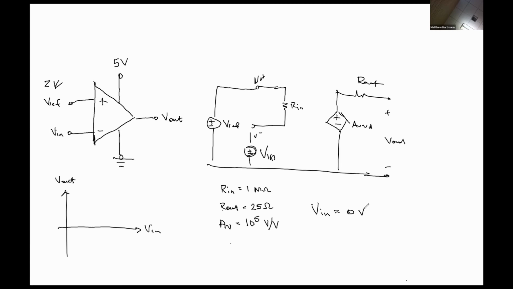Let's start with Vn equal to 0 volts. So Vd, the definition for our differential voltage, literally never changes. It's always the voltage at the non-inverting terminal minus the voltage at the inverting terminal. So in this case, Vd would be V reference minus Vn, which is 2, which means our output voltage mathematically should be 200,000. 200,000 is greater than the 5 volts that we have applied. So it should be at positive 5, or whatever VCC plus is, right?